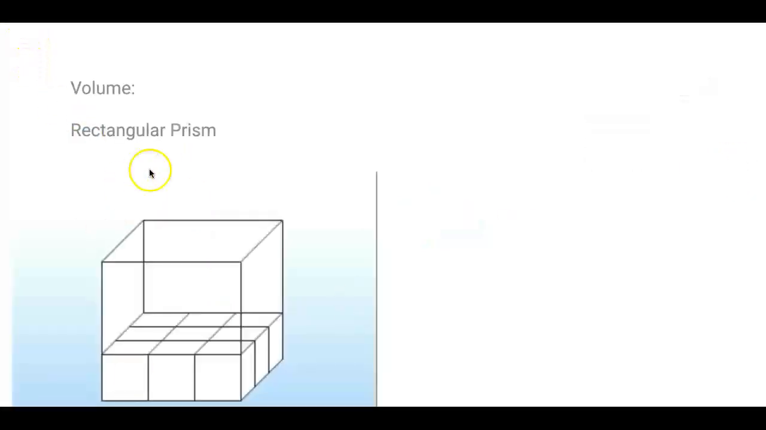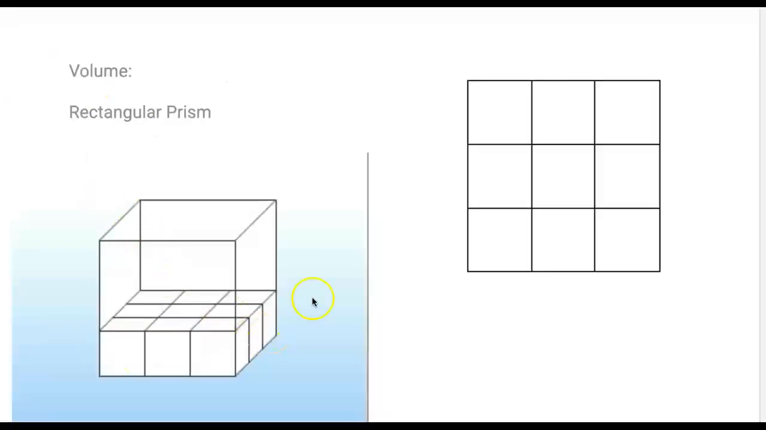Please take a look at this rectangular prism. Inside this prism, we can see that there is a base layer of 9 unit cubes. If you can imagine looking underneath this rectangular prism at this base layer, it would look something like this. It's 3 layers of 3 squares.